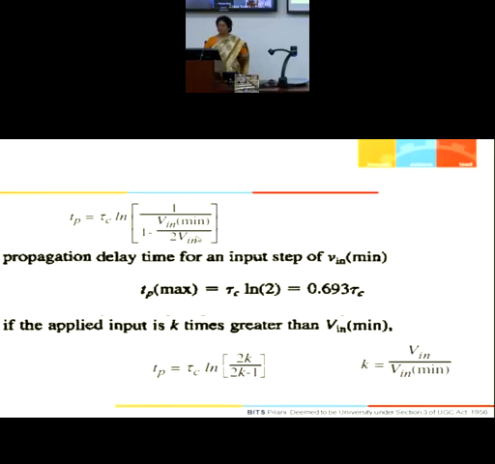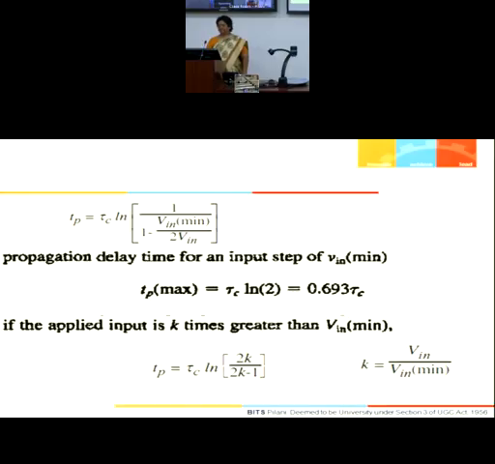But for V in more than V in minimum, your value will be more than this. Sorry, less than this. No, more than this, because it is maximum in the sense... No, I think I am doing the other way around. TP max, maximum TP you will obtain. So that means for any other value, you will get less than that. So this is the worst case propagation delay time. Just go and check it out once again on your own.